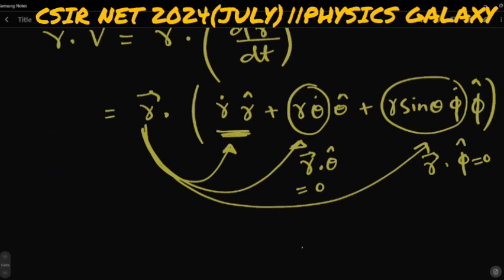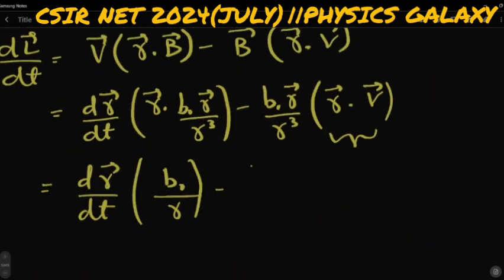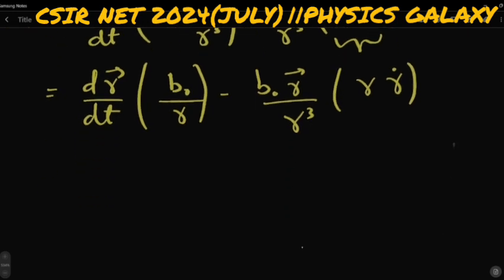So what will be the term remaining? Only the first term. So it will become r times r dot, and this is the only term that will survive. So r times r dot. We'll write it here: B naught r vector divided by r cube times r dot, right?